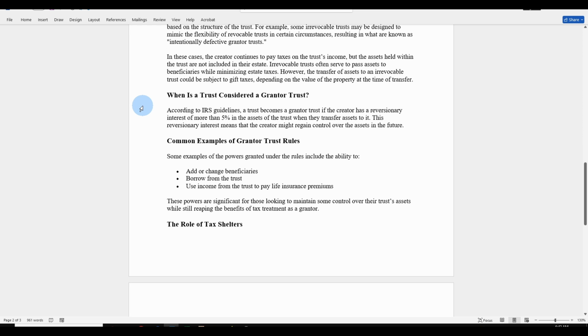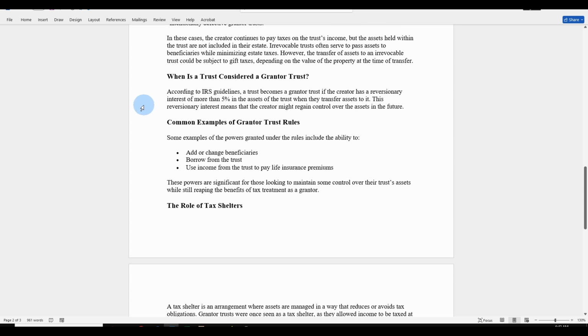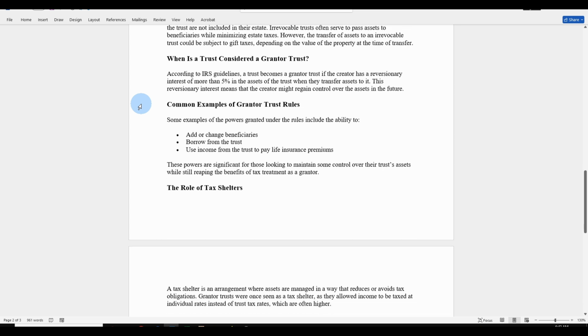When is a trust considered a grantor trust? According to the IRS guidelines, a trust becomes a grantor trust if the creator has a reversionary interest of more than 5% in the assets of the trust where they transfer assets to it. This reversionary interest means that the creator might regain control over the assets in the future.